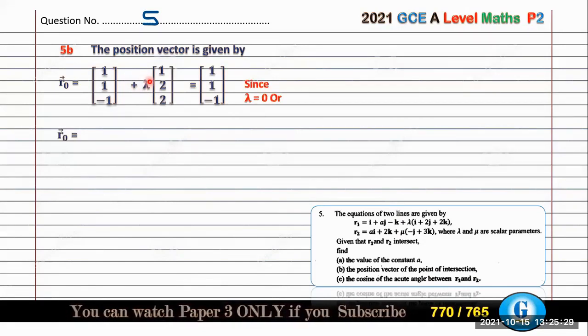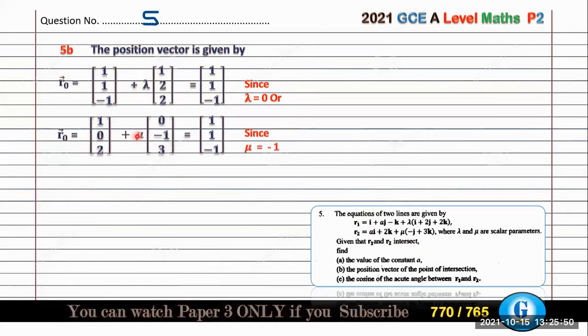Then we can equally use the second one. You can use r2. You still have the same result, as you can see. We have our a is 1, so we have 1, 0, 2, plus our mu is minus 1 into 0, minus 1, 3, right? And simplifying, we have 1, 1, minus 1 as well. And this is because mu is equal to minus 1.